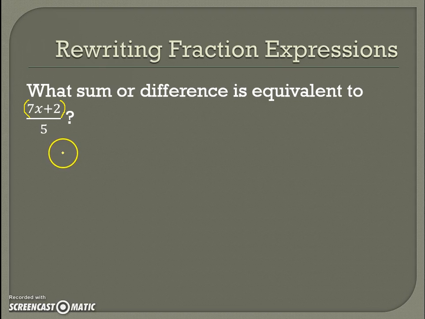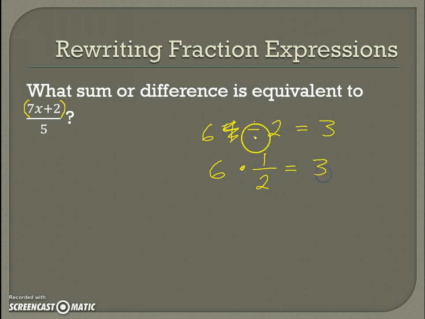There's a couple ways you could approach this. First way is to understand that dividing by 5 is the same thing as multiplying by 1/5. Now here's a really easy example of what I mean by that. If I take 6 and I divide 6 by 2, that equals 3. If I multiply 6 by 1/2, which is called a multiplicative inverse, that also equals 3. So dividing by 2 and multiplying by 1/2 mean the same thing.